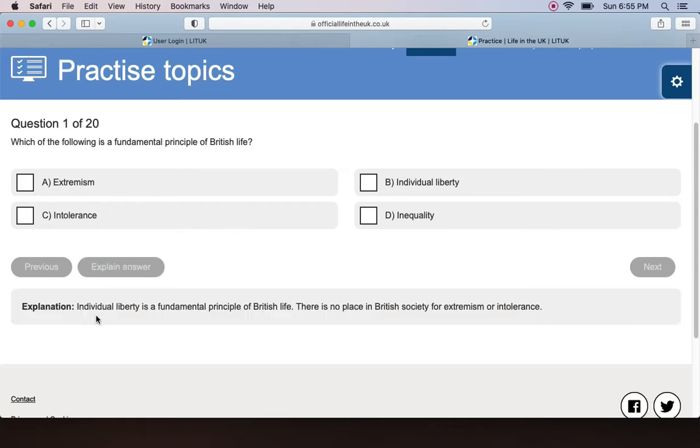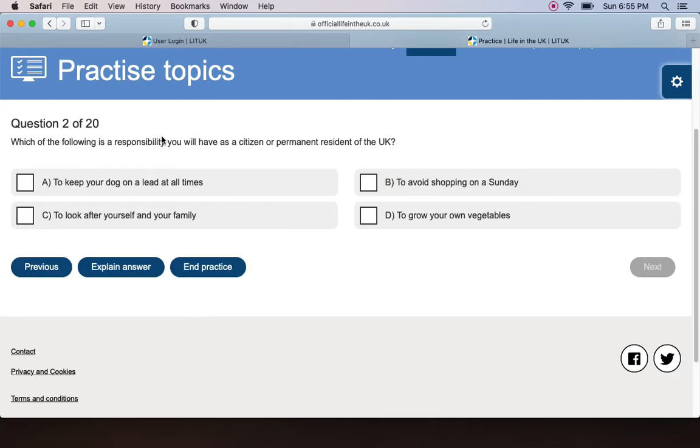Explain answer. Individual liberty is a fundamental principle of British life. There is no place in British society for extremism or intolerance. So individual liberty. Which of the following is a responsibility you will have as a citizen or permanent resident of the UK?